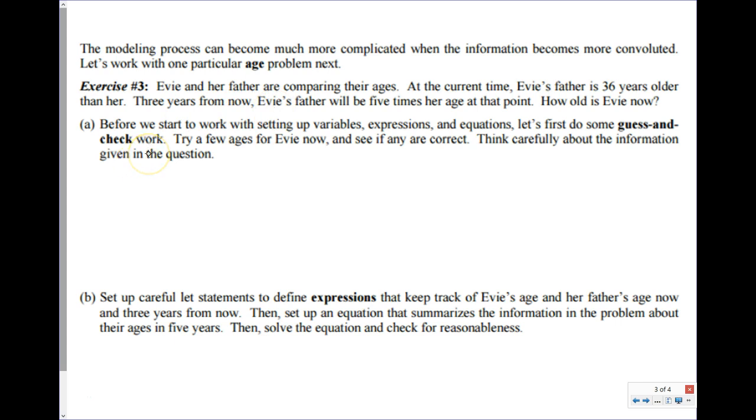Part A says, before we start to work with setting up variables, expressions, and equations, let's first do some guess and check work. Try a few ages for Evie now and see if they're correct. Think carefully about the information given to you. So I'm going to try Evie being 10. So let's just take a guess. Let's try that Evie is 10.